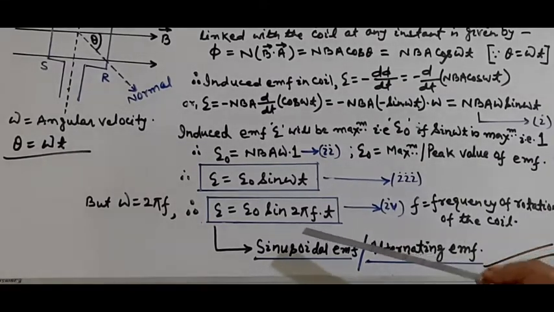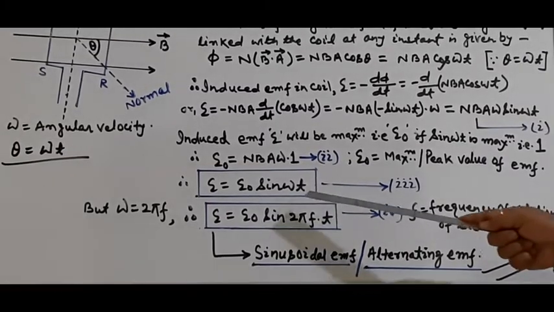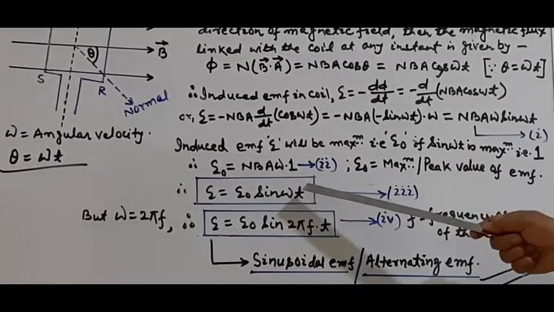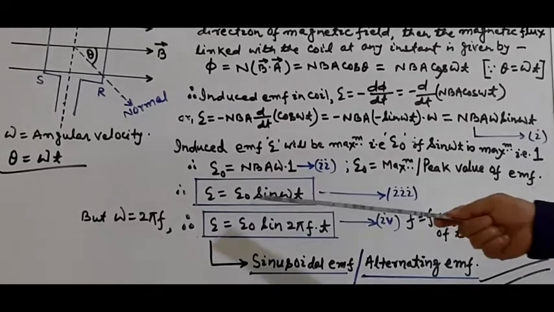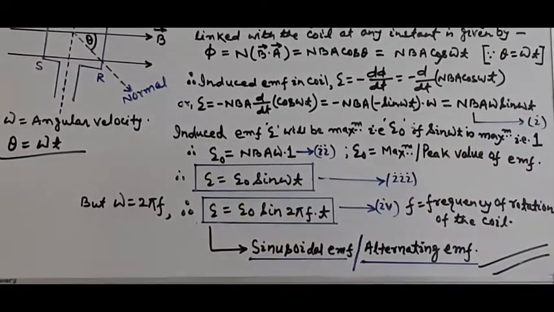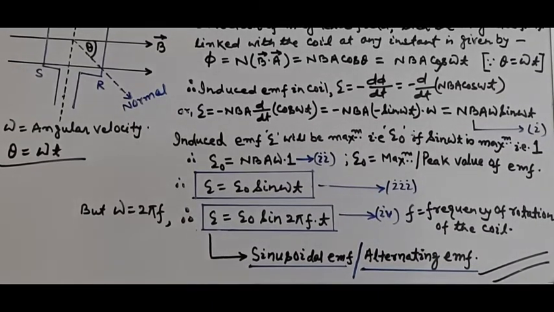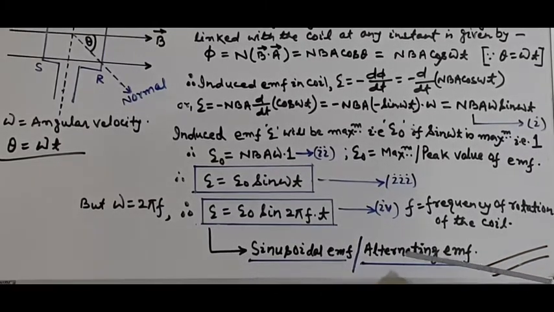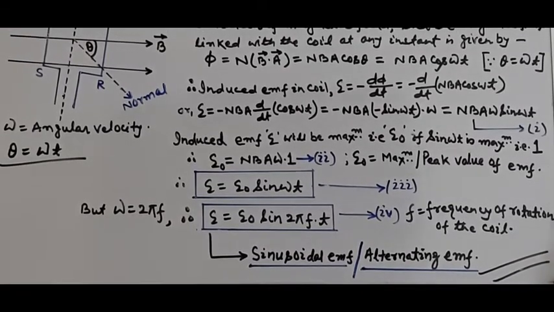We have a reason behind this. Why is it called the alternating EMF? Because sine omega t is a periodic function and its value is repeated after a regular interval of time. So therefore, with the relation we can say the induced EMF E will also repeat its value, minimum to maximum and maximum to minimum, after a regular interval of time. So this relation is also known as sinusoidal EMF or alternating EMF, and this can be explained easily with the help of a graph.